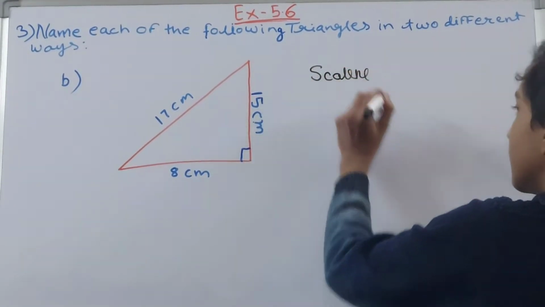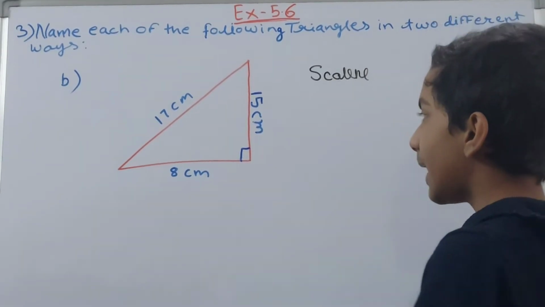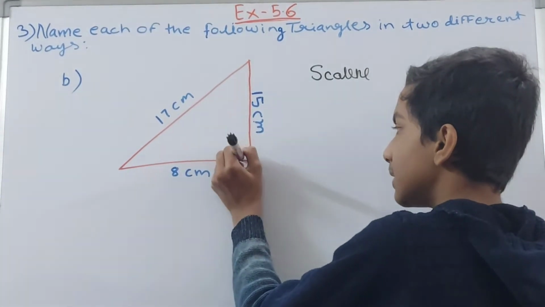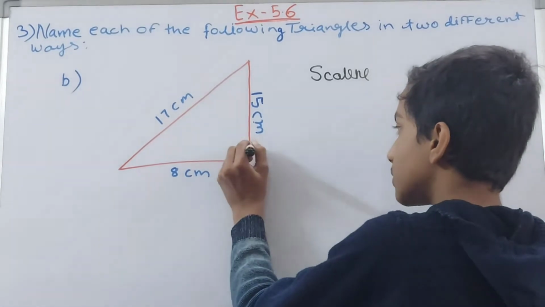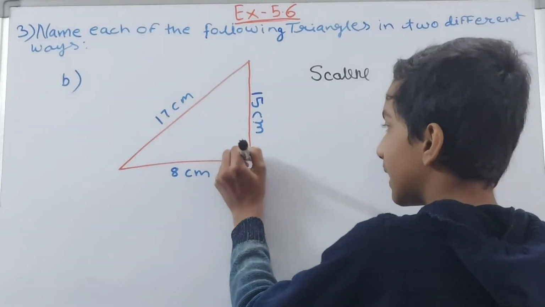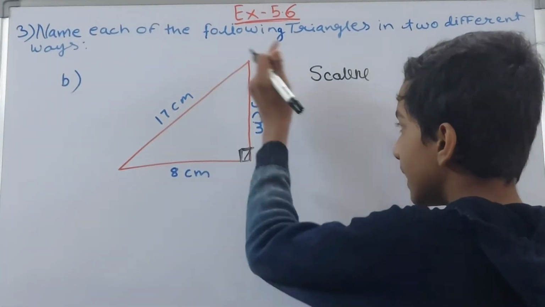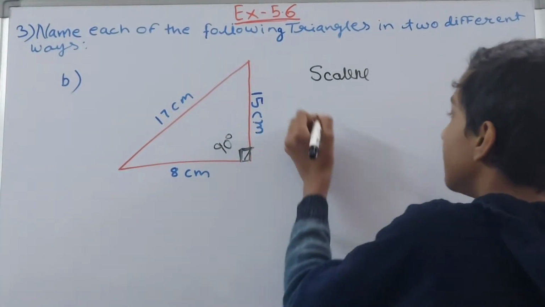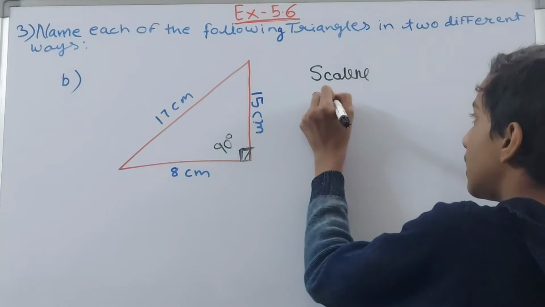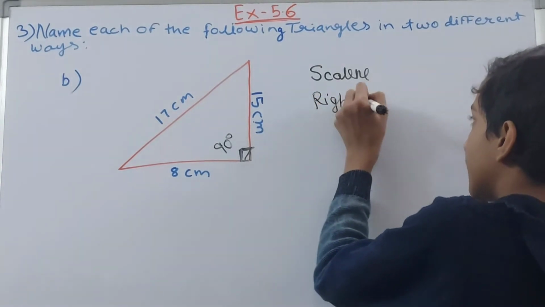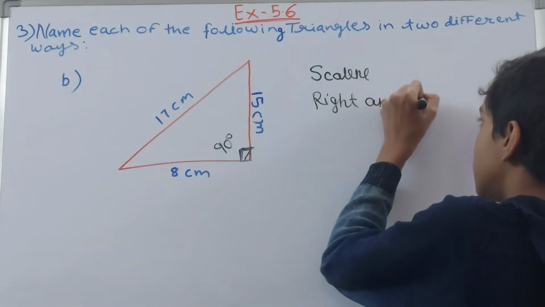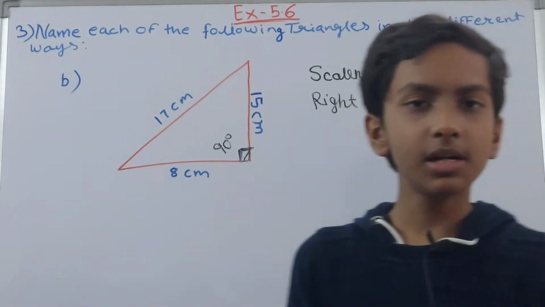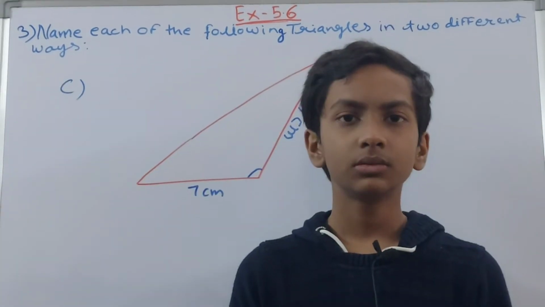Okay, then now we see the angle. So you can see here, this angle, if you see closely, is a right angle, right? Because it is making an L. A right angle measures 90 degrees. So that means this is also a right angled triangle, right? So this is a right angle triangle. Let us move on to the next part.